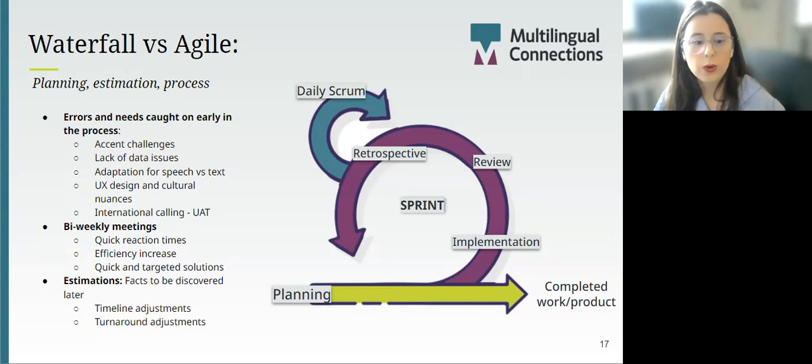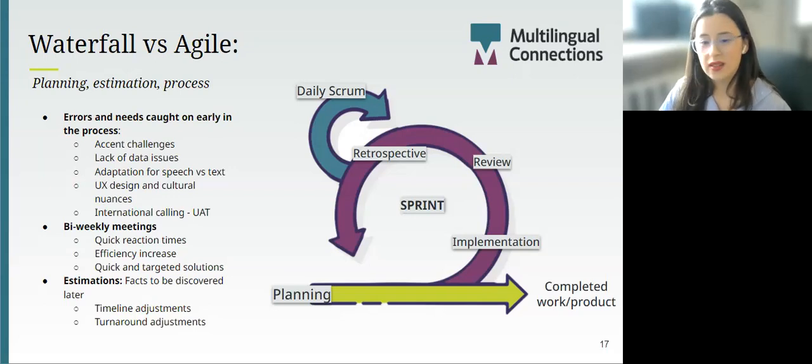And as you can see, all those errors or needs came up during a process, and those bi-weekly meetings were absolutely crucial for everything to be communicated quickly. It led to quick reaction times, which resulted in efficiency increase across all teams working on the project. And it also helped our development team to develop quick and targeted solutions because everyone could get the big picture, having the entire context thanks to those meetings.